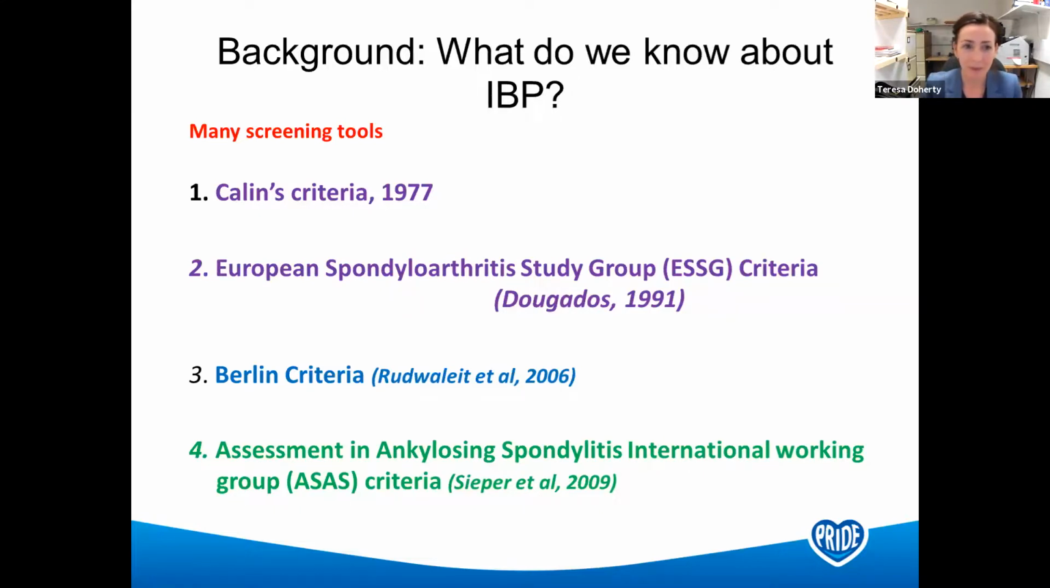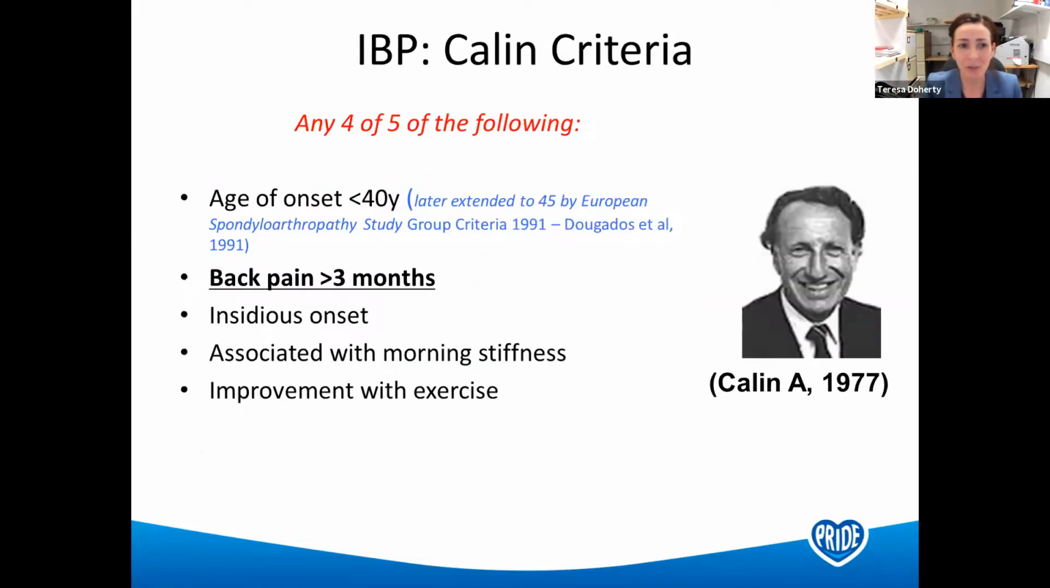With the Calin criteria, the older one, they asked for age less than 40, back pain for 3 months of chronic back pain, an insidious onset associated with definite morning stiffness and improvement with exercise. Sensitivity and specificity go up the more of these you have. Another criteria just extended the age group, but was similar otherwise.